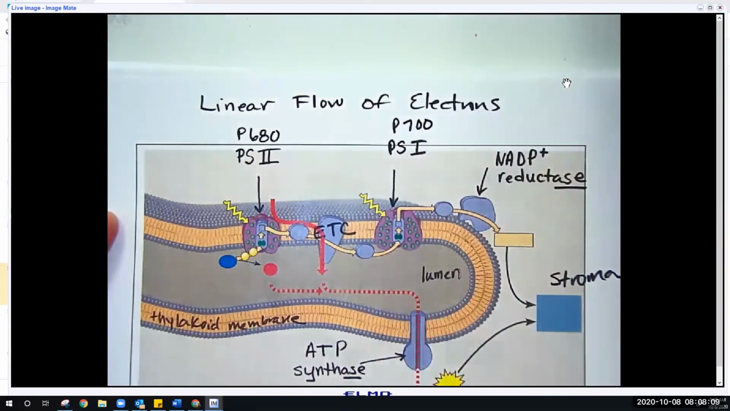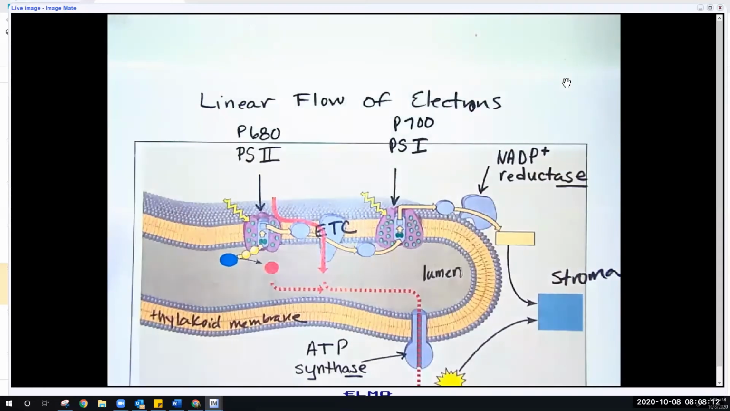Because we're going to talk about the Calvin cycle that happens after the light reactions, and that's a cycle. It just goes around and around and it regenerates. But this is not a cycle. This is a linear flow of electrons.